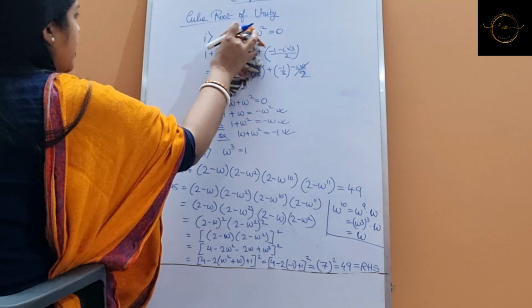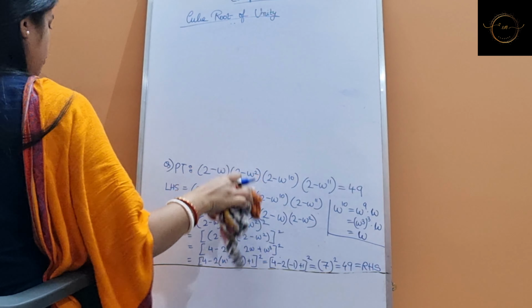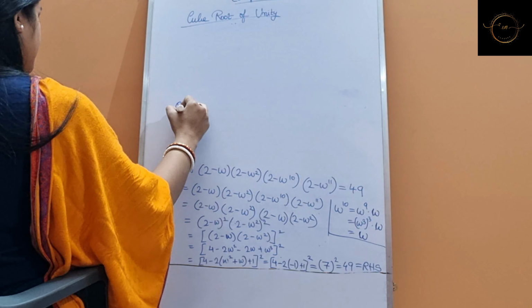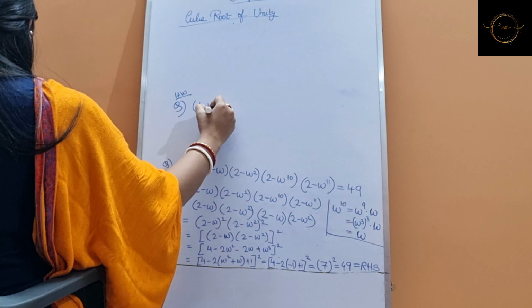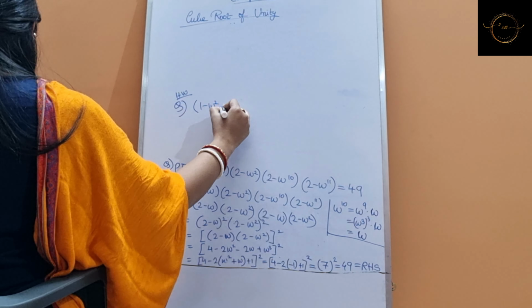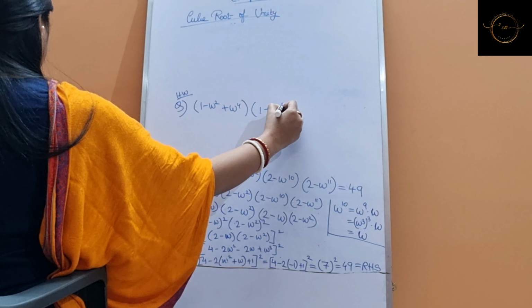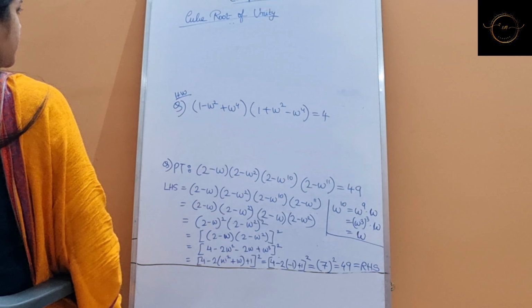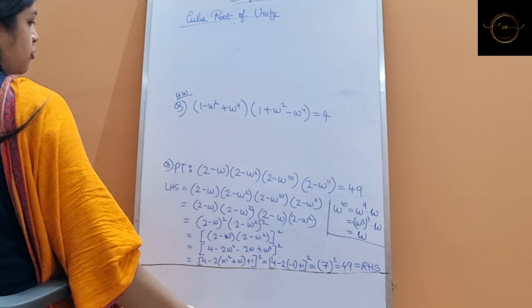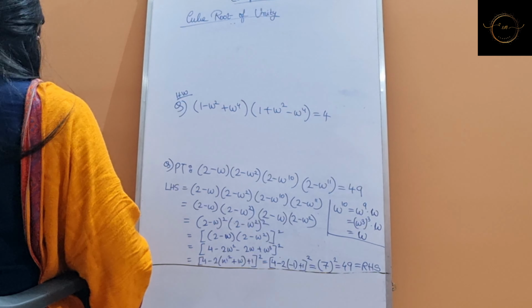One question for you as well. Please do this sum, and if you have any query, please write in the chat box. Homework is: 1 minus w square plus w to the power 4, plus 1 plus w square minus w to the power 4, is equal to 4. Please do this sum and write in the chat box. If you have any queries, please ask me in the chat box.